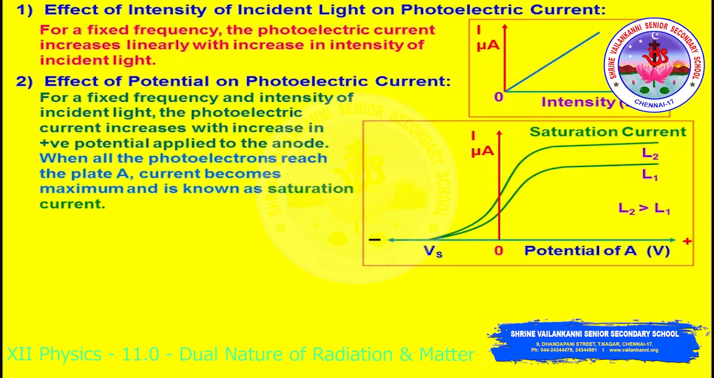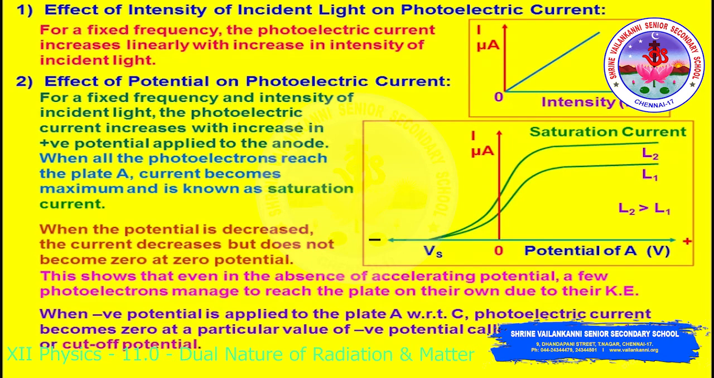Now, if we apply a negative potential on the plate A with respect to the plate C and increase its magnitude gradually, the photoelectric current decreases rapidly and becomes zero. That negative potential is called the cutoff or stopping potential for the given frequency of the incident radiation. You can take these points for your notes, it's very useful. These are all the points on the effect of intensity of incident light on photoelectric current.